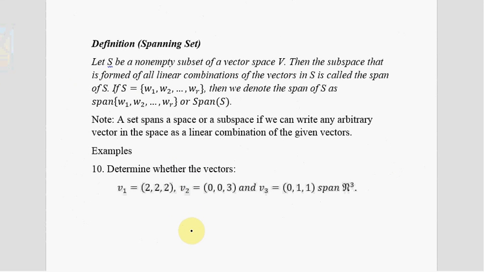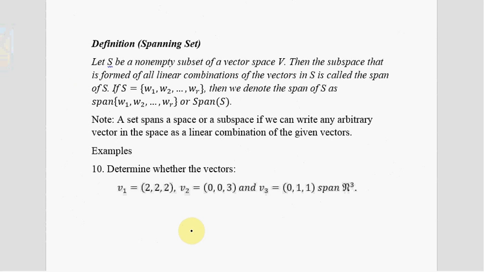Well, that's good because we use the idea of linear combination to say that vectors span a vector space or a subspace. Here, let S be a set of vectors that does not contain the empty set. There's something in there. So S is a non-empty subset of a vector space V. Then the subspace that is formed of all linear combinations of vectors in S is called the span of S.